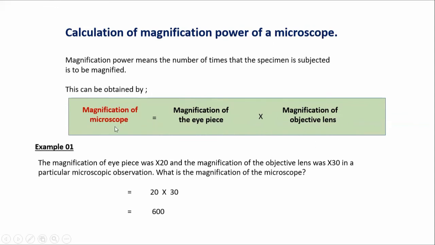Let's look into an example. The magnification of the eyepiece was 20 times and the magnification of the objective lens was 30 times in a particular microscopic observation. What is the magnification of the microscope? Simply you multiply the magnification of the eyepiece by the magnification of the objective lens. So 20 times 30 is 600. So the magnification of this particular microscope is 600. Alright, let's move on.